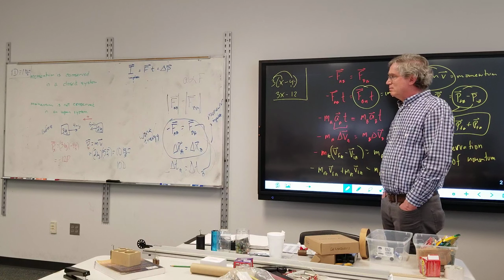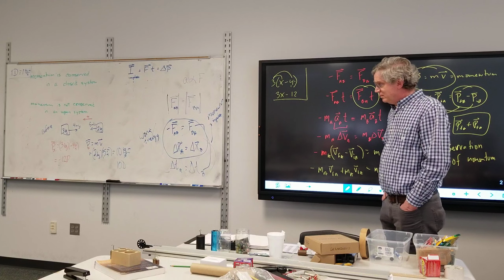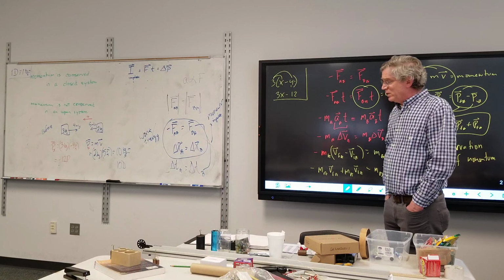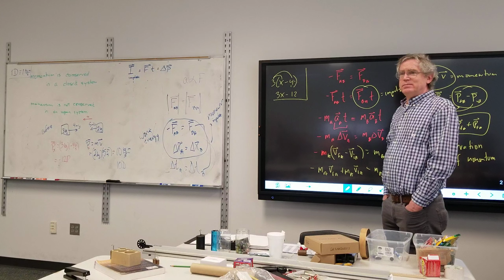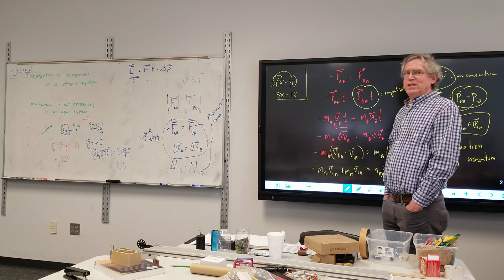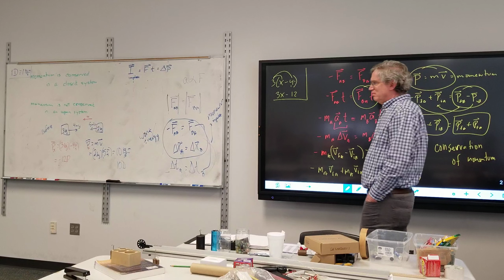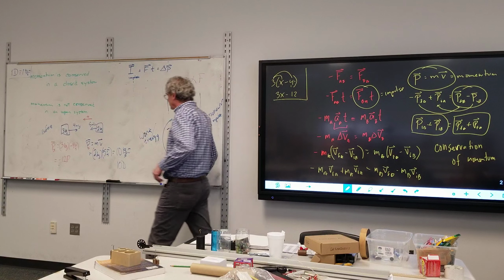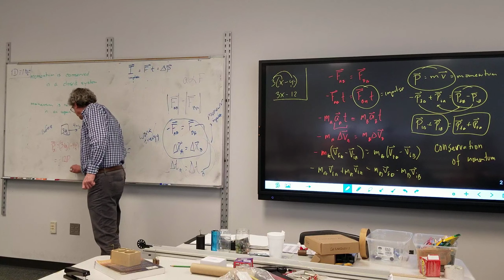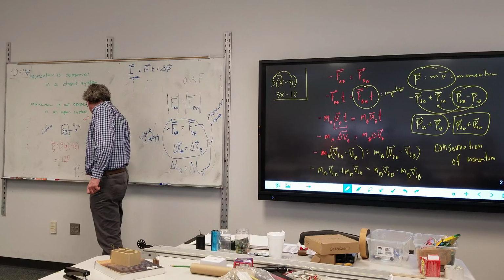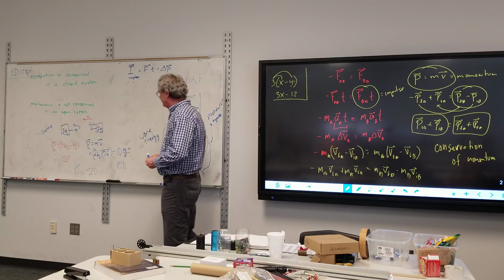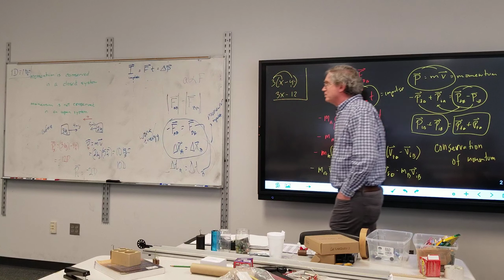Now, given that to the right is positive, what's the total momentum beforehand? What is the total initial momentum? Yes, you just add them up. So P initial is -2 kilogram meters per second.